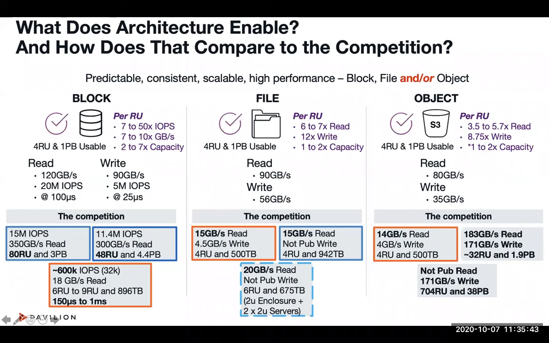The one I particularly like to hone in on is object. When you look at local object, there's one vendor out there that touts the fact that they have the fastest object storage in the world at 171 gigabytes per second of write performance. Well, that's true. They were able to achieve that, but do you know what it took them to do it? 704 rack units of servers. That is a staggering number. It essentially took an entire data center to achieve that.